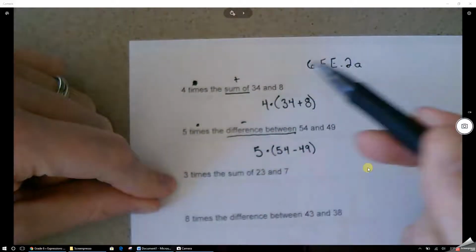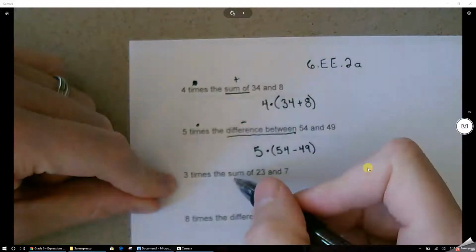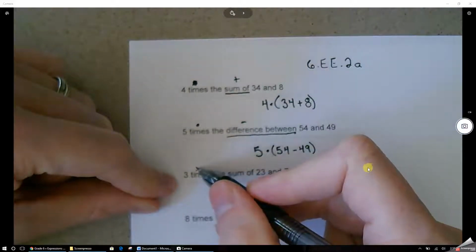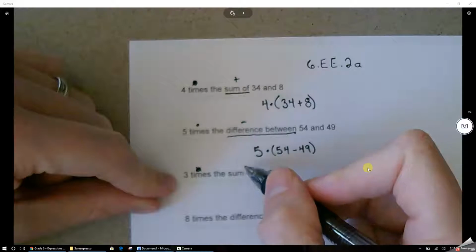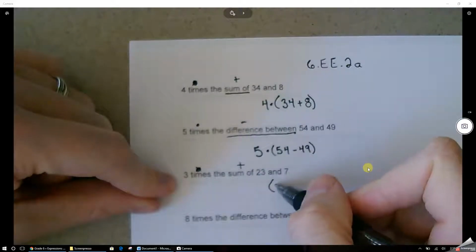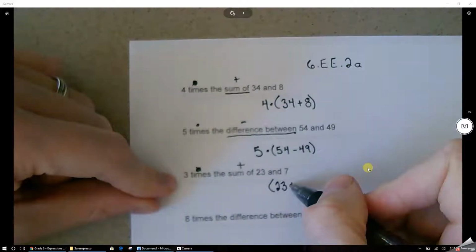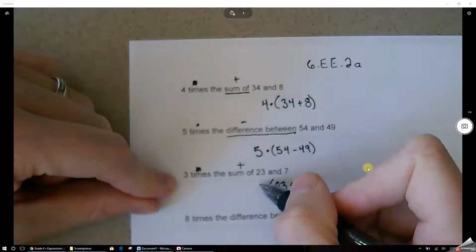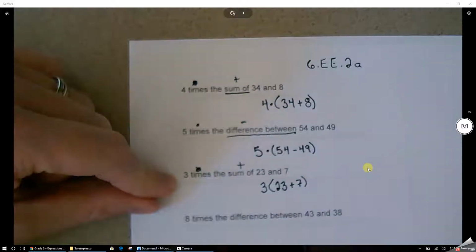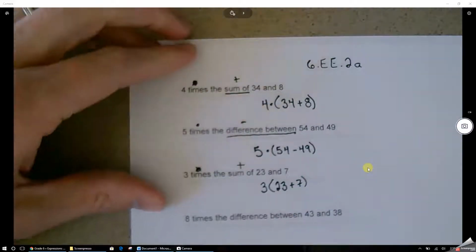Number 3 here is the same as number 1. You're taking times the sum of. So we're going to do the sum of 23 and 7, and we're going to do 3 times that amount. So again, notice I didn't write the multiplication sign there because you don't have to.